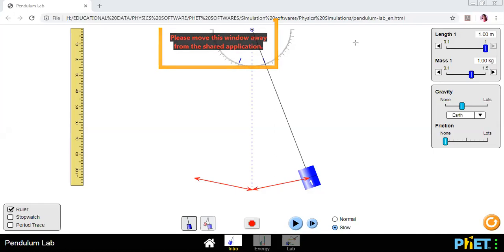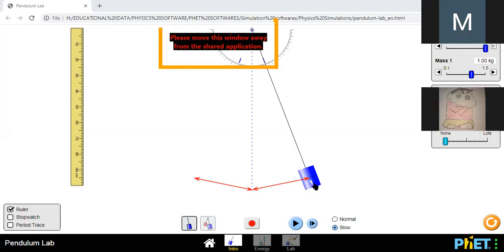Yes beta, it is the distance between the mean position and the extreme position. Very good, you can say it in this way. So this is my mean and this is my extreme position. This distance is my amplitude. Clear, beta? All of you getting what is amplitude? It's the maximum displacement of the bob from its mean position. It goes to the extreme position. So this is our amplitude. Clear?